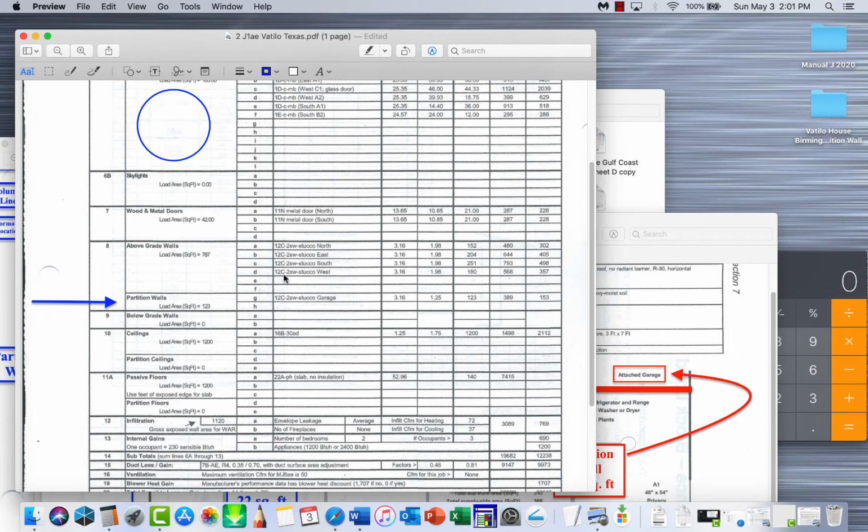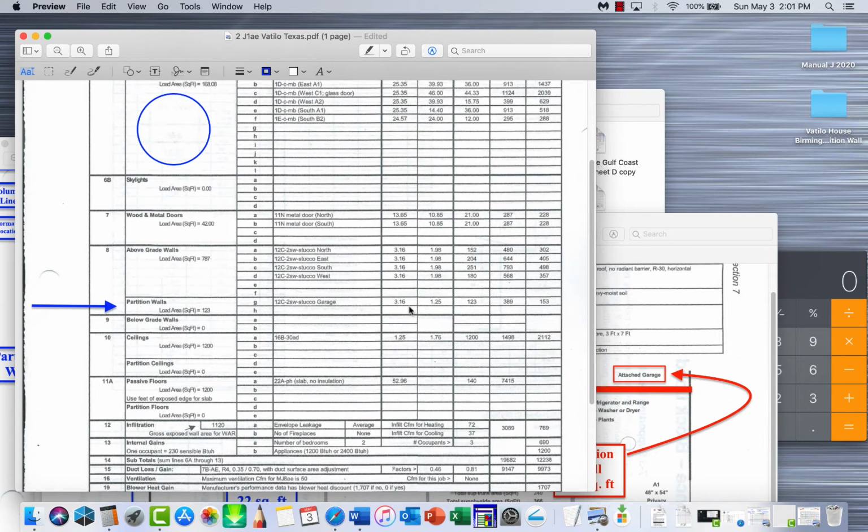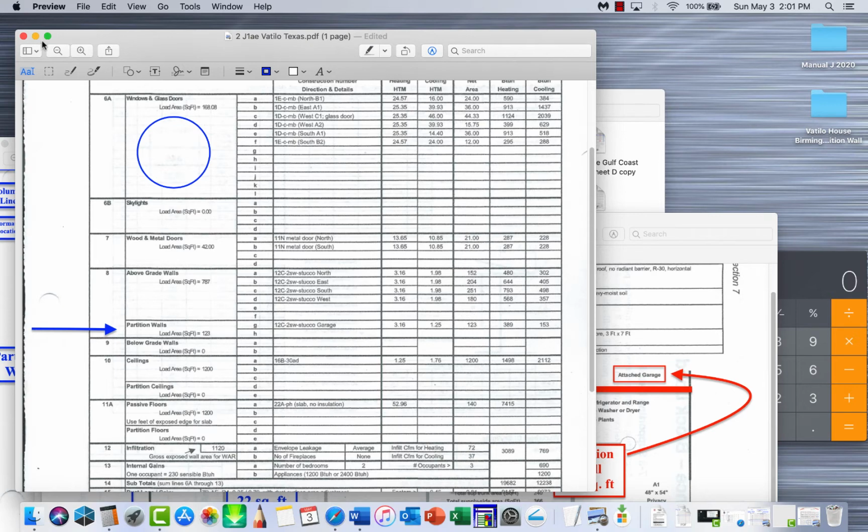It's got the 12C-2SW stucco, and instead of north, south, east, or west, they just put garage. As we can see right here, if we go up here, our heating HTM and our cooling HTM, a little bit of difference. The heating HTM, identical. Cooling, a little bit of difference. Of course, this would be our net square footage and our BTUs for heating and BTUs for cooling. So we're going to take a look at that.